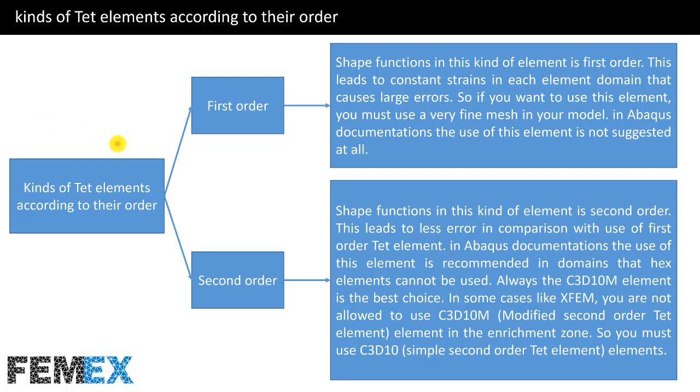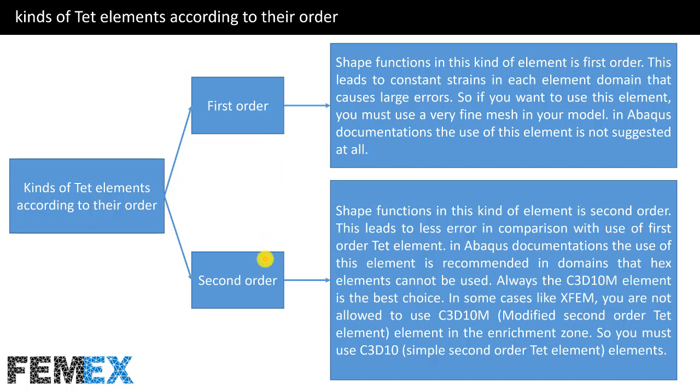We have two kinds of tet elements in the Abaqus mesh module: first order tetrahedral element and second order tetrahedral element. About the first order tetrahedral elements, shape functions in this kind of element are first order. This leads to constant strains in each element domain that causes large errors. So if you want to use this element, you must use a very fine mesh in your model. In Abaqus documentation, the use of this element is not suggested at all.